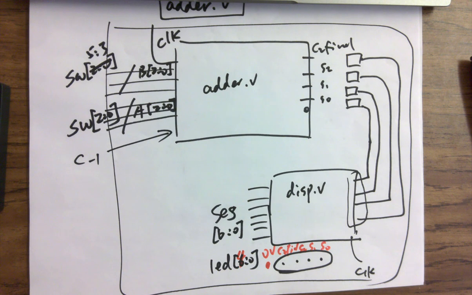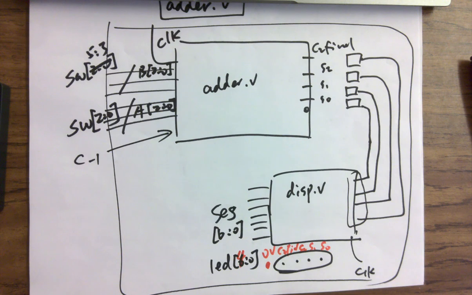Question number 3: are you allowed to have 2 or multiple always positive edge clock blocks in the same .v file? Yes, you should be able to do that. It's just two behavioral models. These are being synchronized by the same clock, right? So it's totally fine. 2 always blocks in the same Verilog module is totally fine.